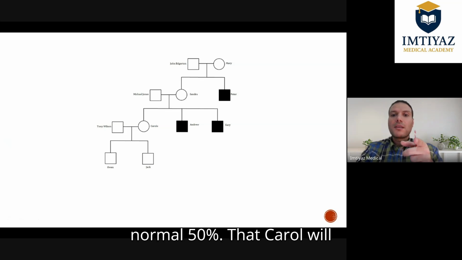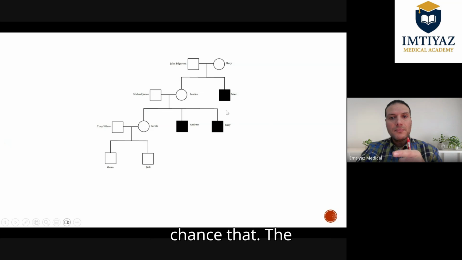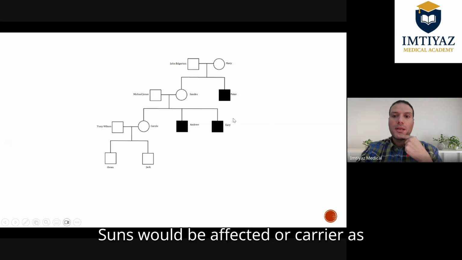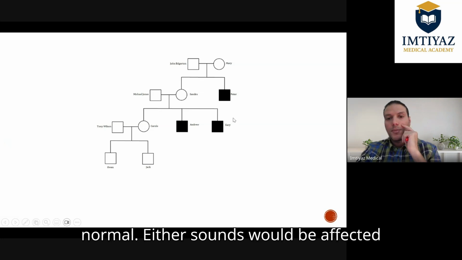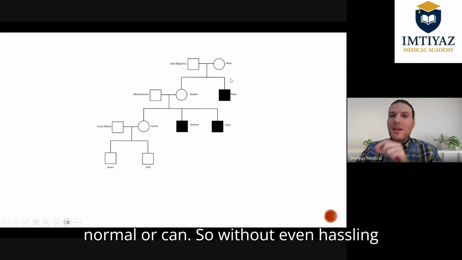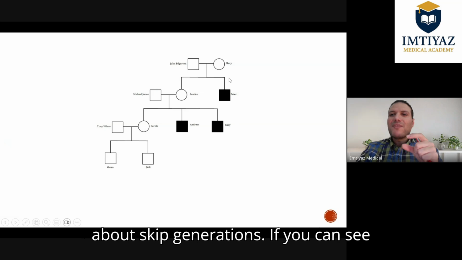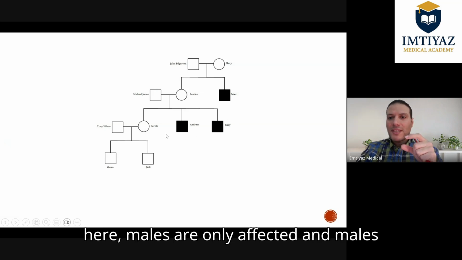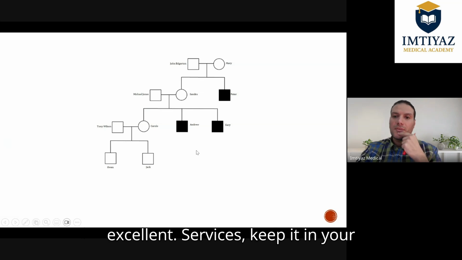50% chance that Carol will be a carrier or normal. 50% chance that the sons will be affected or normal. Daughter will be either normal or carrier. So without even hustling yourself and going into more details about skip generations, if you can see here, only males are affected and males cannot transmit the condition, it is X-linked recessive. Keep it in your mind.